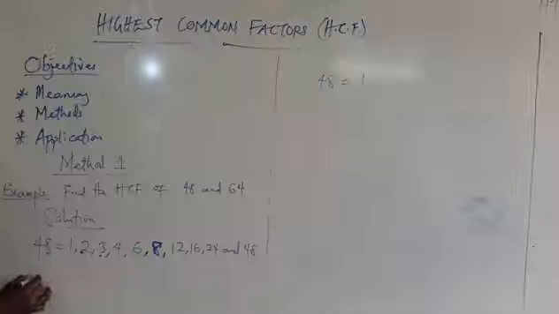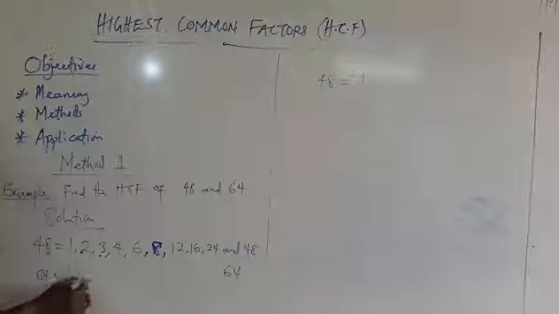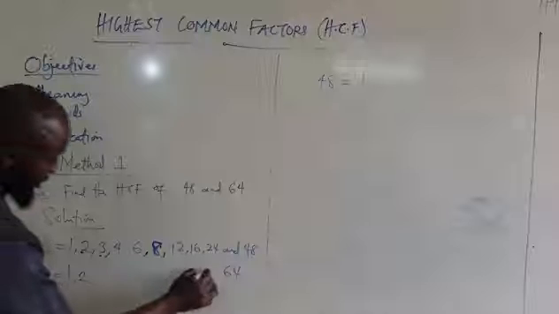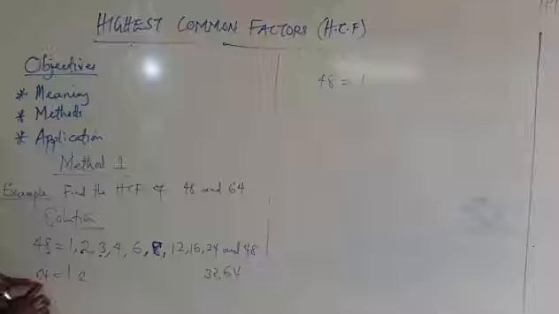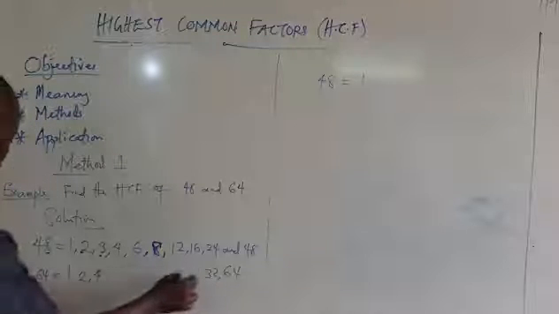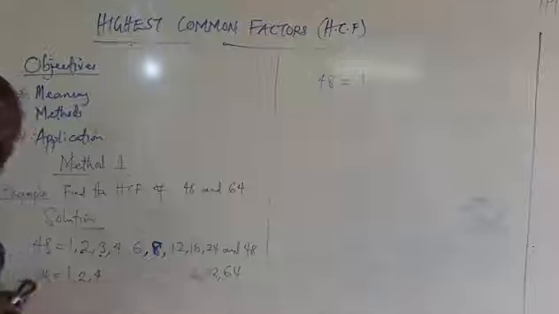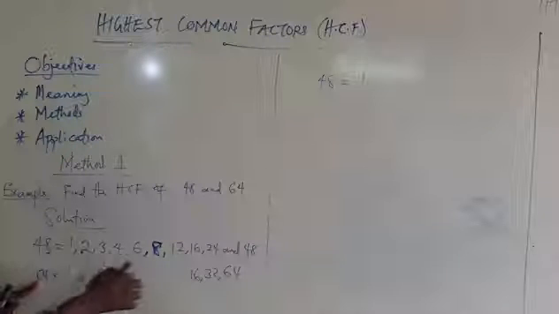Then we go to 64. 1 can divide it and 64. So let's do it that way. 2 can divide it. 64 divided by 2 gives 32. Can 3 divide it? 6 plus 4 gives 10. So 3 cannot divide it. What about 4? 4 can divide it. 4 in 6 is 1, remainder 2, 4 in 24 is 6. So 4 can divide it, and that gives 16.